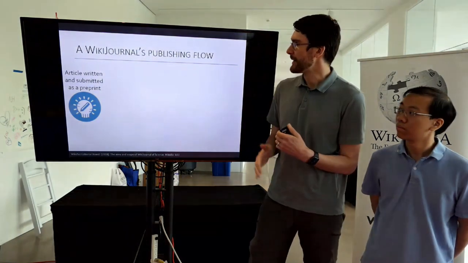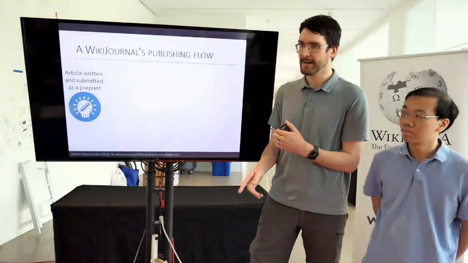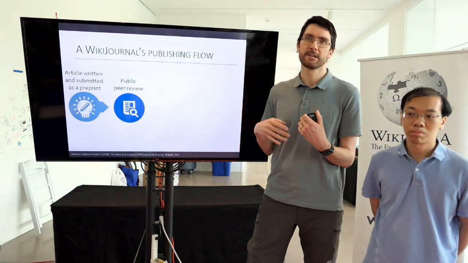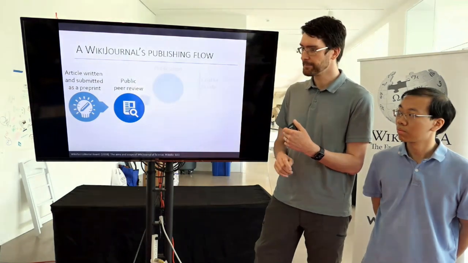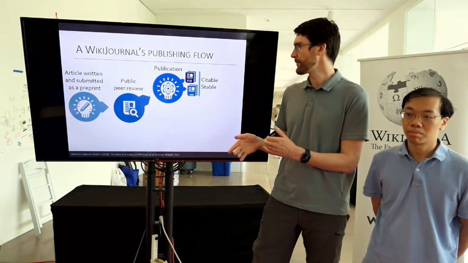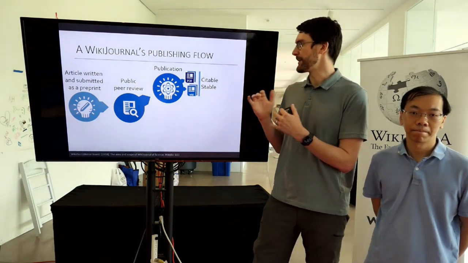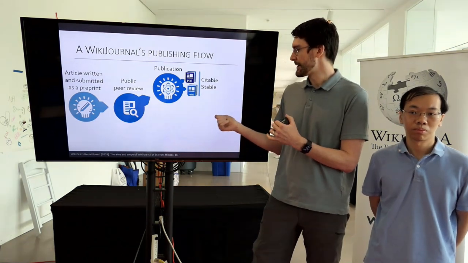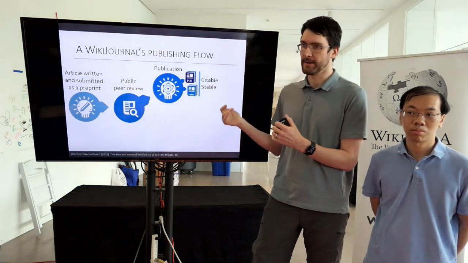Wiki Journal's publishing flow is that an article is first written and submitted as a preprint. After that, it undergoes peer review by at least two experts in the field. After that step, it goes to one of the editorial boards, and if they approve, it will be published. Once it's published, we create a PDF version, and there will also be a version in the wiki of Wiki Journal. These versions are citable and stable.